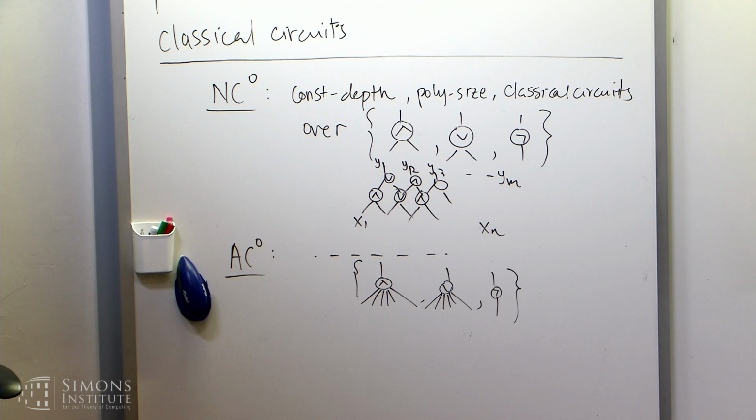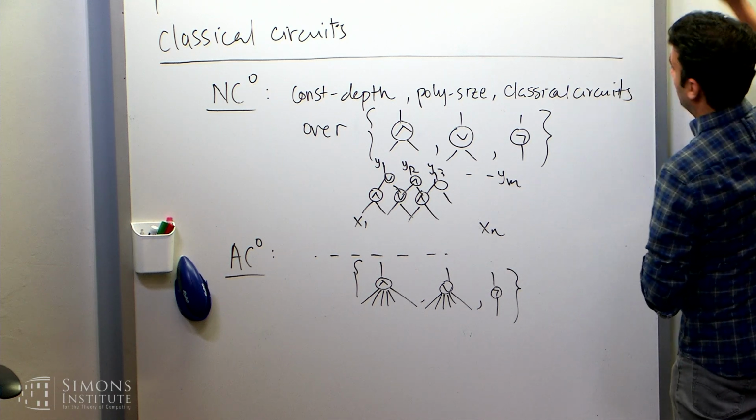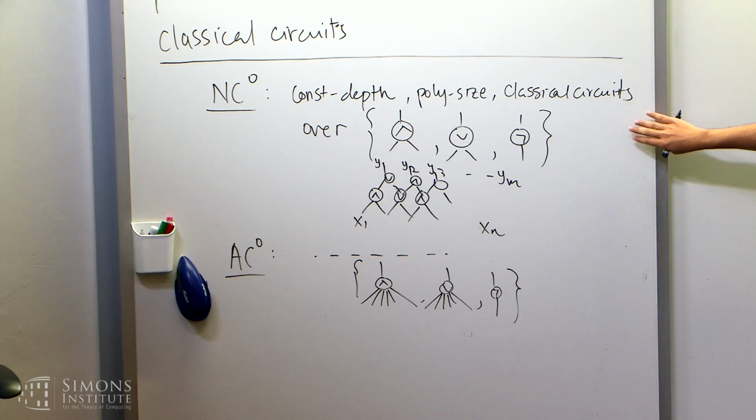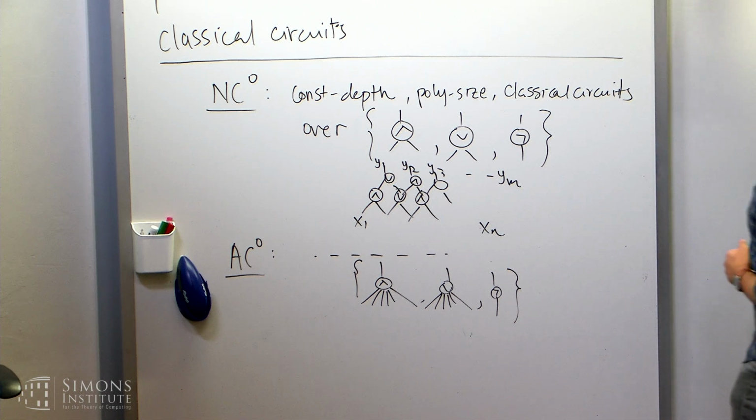Okay, so these are the only 2 classical complexity classes that you need to know about for this talk. And finally, we're going to talk about the quantum analog of this class over here, which I'm going to call quantum NC0.